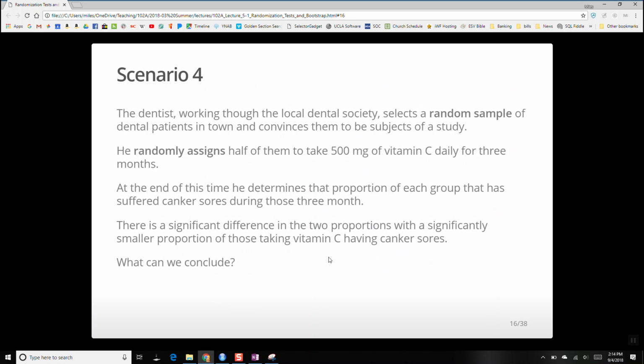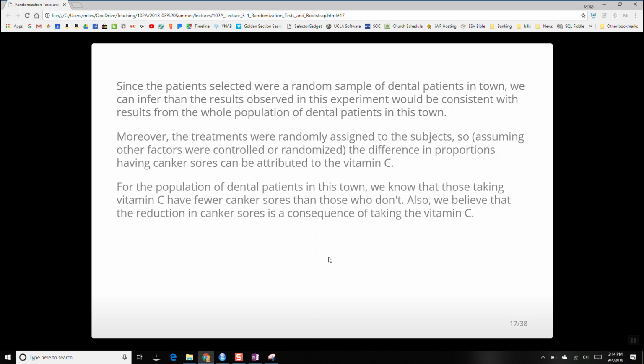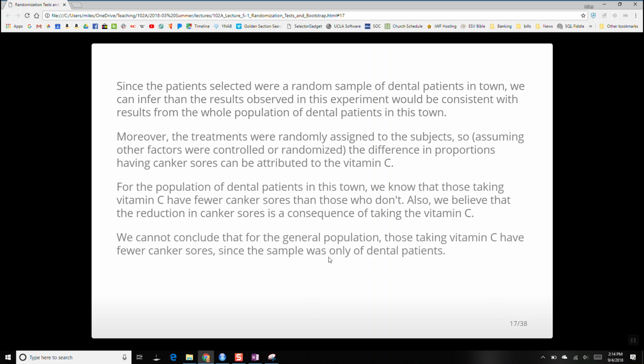Okay, and then lastly, we have the random sample and random assignment, and therefore we can generalize this to the population. We can also draw cause and effect conclusions. Okay? And that's what we have here. In general, it's difficult. Very rarely will you have a situation where you have both random selection and random assignment.